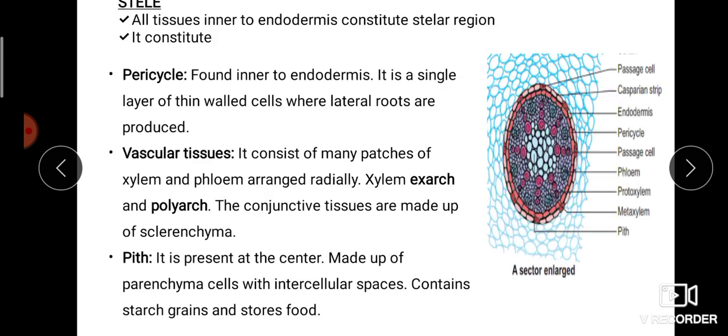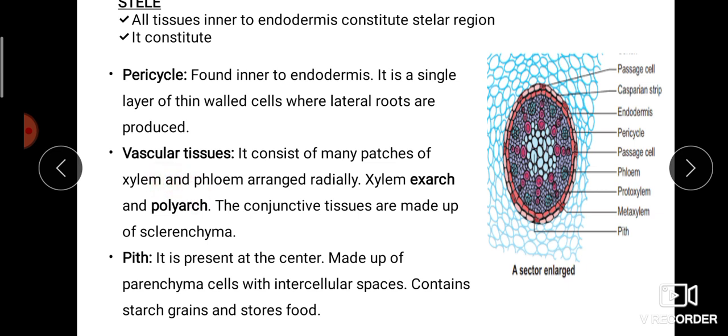Okay, then next one is stellar region. Inner to the endodermis, this region is called pericycle, that is the dark colored ring, which is inner to endodermis. It is a single layer of thin-walled cells. We already discussed what is pericycle. It is a single layer of thin-walled cells where lateral roots are produced. So it is a compulsory 1 mark question, from where the lateral roots are produced. It is produced from the pericycle.